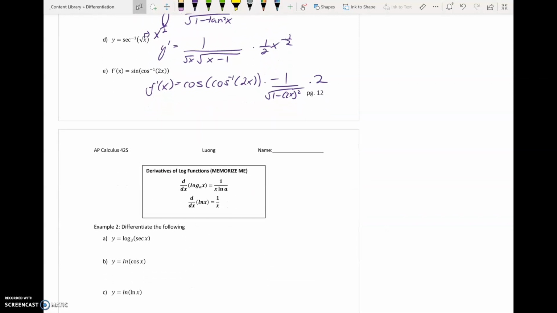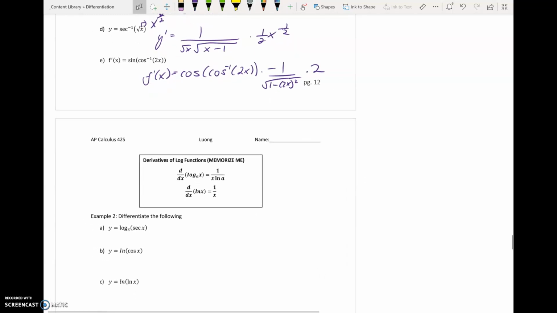Another one to memorize has to do with our log functions. The derivative of log with some base a of x is equal to 1 over x ln a, where a is your base. The derivative of ln x is equal to 1 over x. This one's a very easy one to remember.